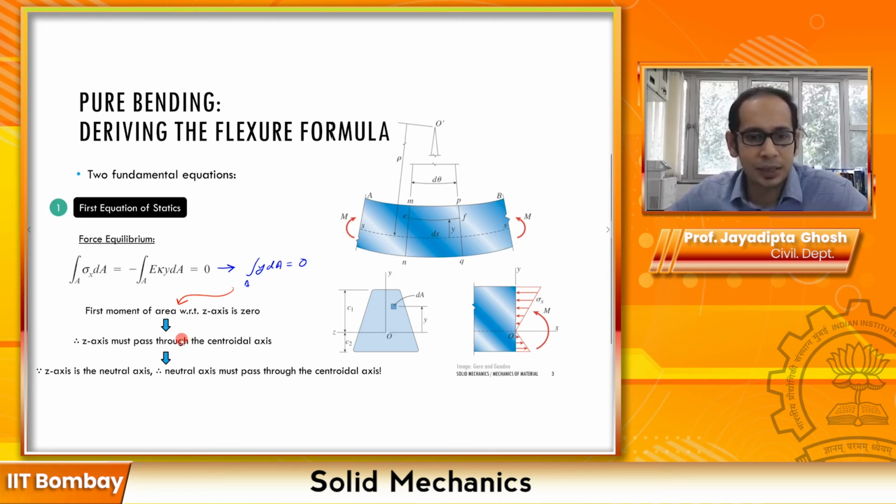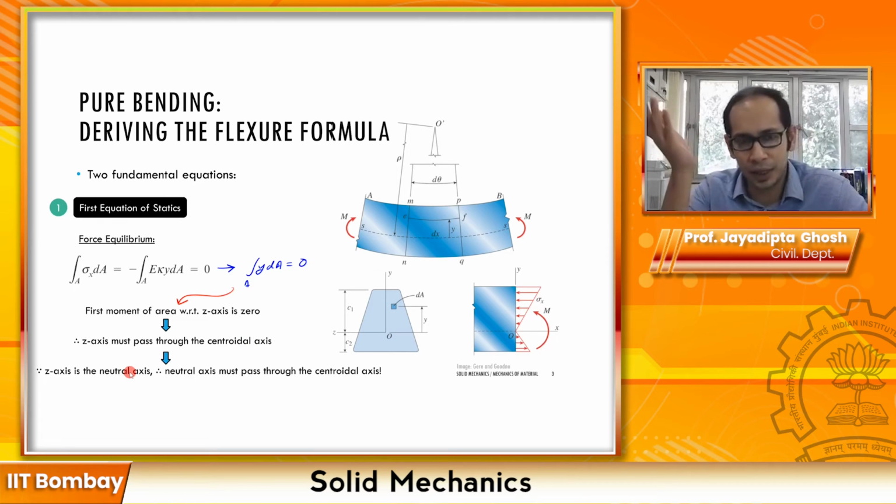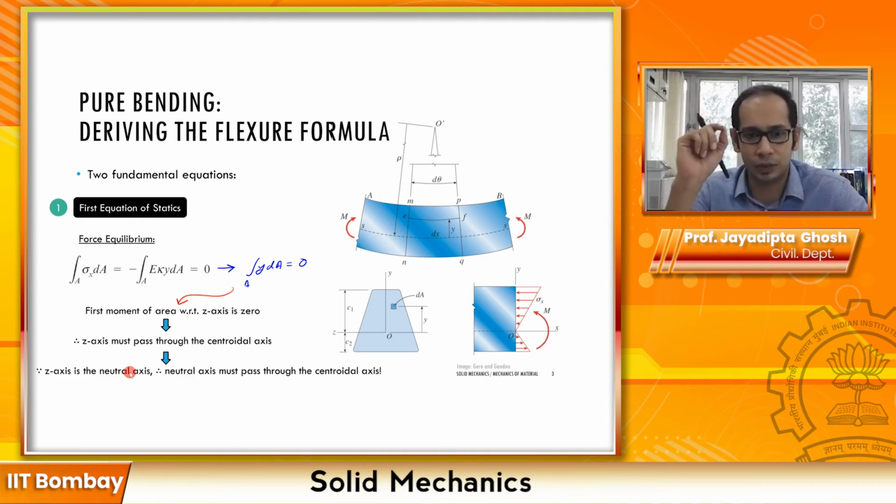So that means the z-axis, the axis about which you are taking the forces, must pass through the centroidal axis. Since the z-axis is the neutral axis, the neutral axis must pass through the centroidal axis, which exactly matches our intuition. Along the neutral axis we do not have any change of length, we do not have any strain as well as stress. So this is an important observation from the first equation of statics.